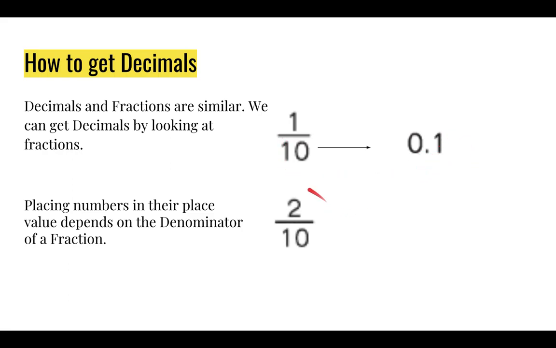Just like this. Here is 2/10. So the 2 gets placed in the tenths place. This would work multiple times. So if I give you the number 9, it would go in the tenths place because it would be 9/10.